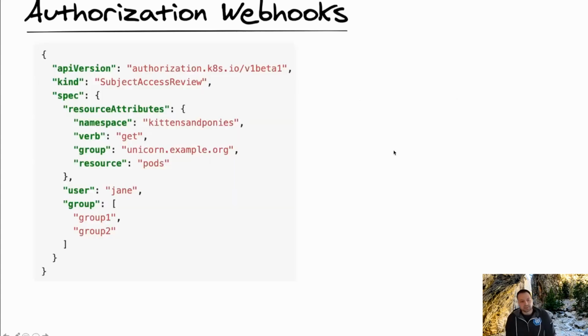In a little bit more detail, this here is the payload that would be sent by the Cube API server to the webhook server, the subject access review object. It contains the resource that wants to be accessed in this request. So in this case, it's pods, in this unicorn example API group, in this namespace, and for the get verb. And the user is Jane and has these two groups. And now you can implement arbitrary code and decide if this is allowed or not.